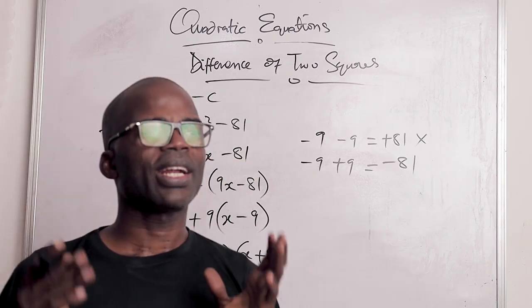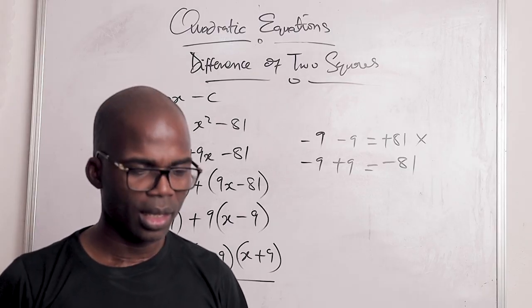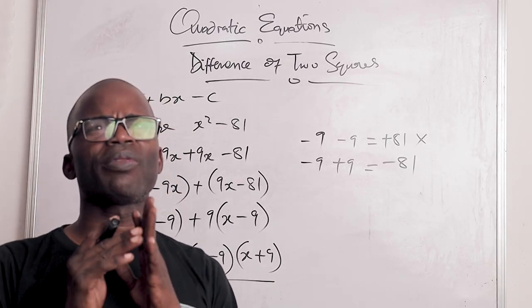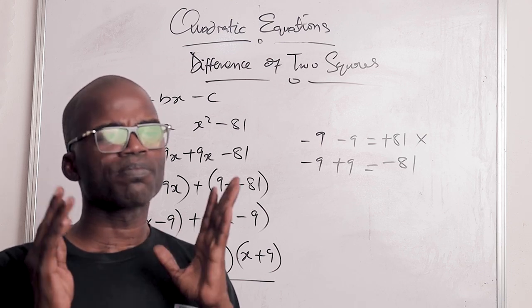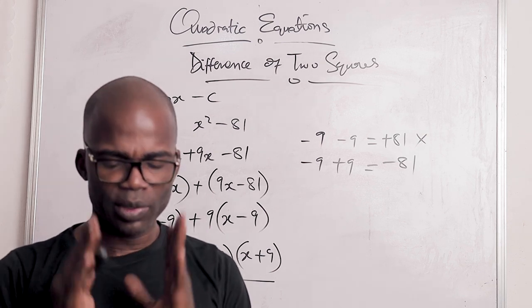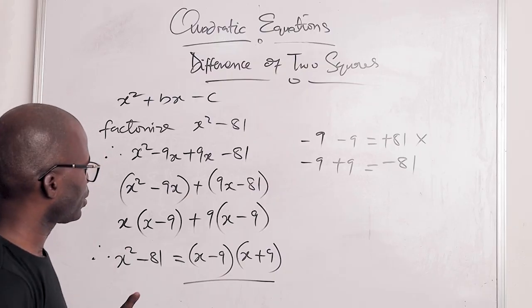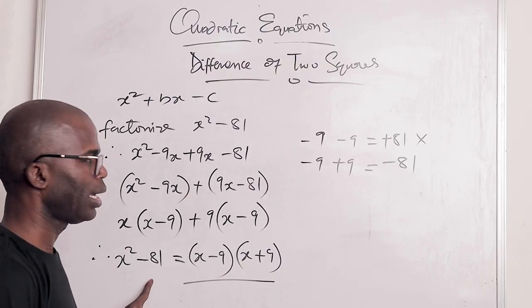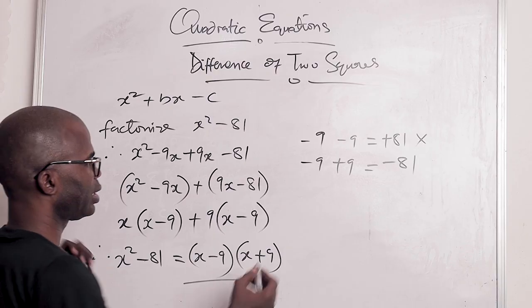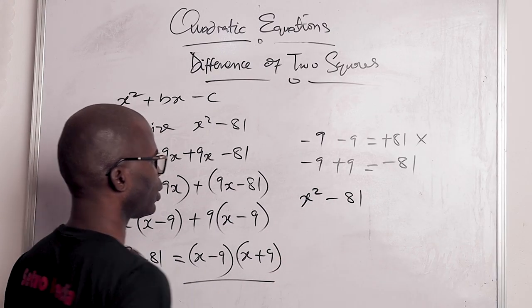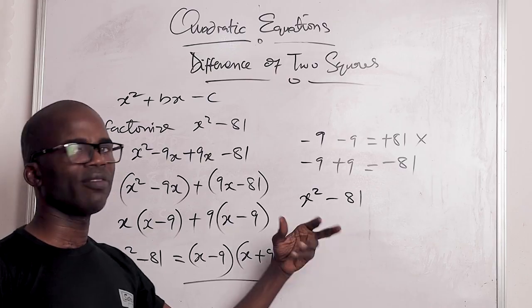For the purpose of those that are writing JAMB and WAEC exams, West African School Certificate exams, please take notes. One of the fastest ways of solving difference of two squares in an exam is this simple approach. Whenever you see a question that is presented in this way, saying x raised to power 2 minus 81, and you have a list of options.